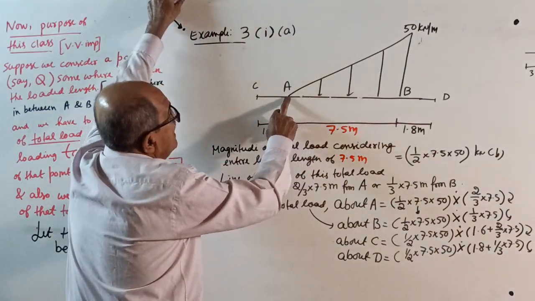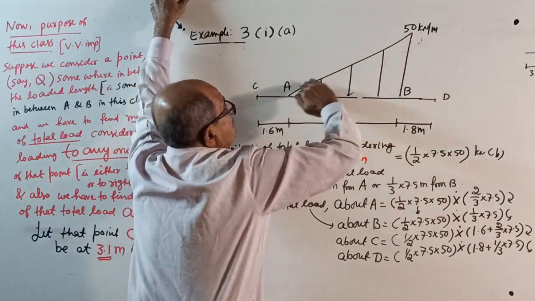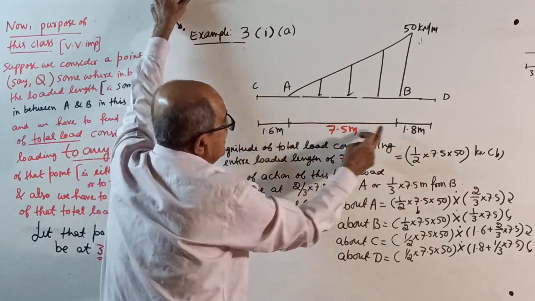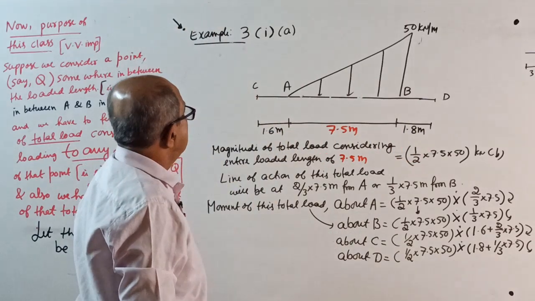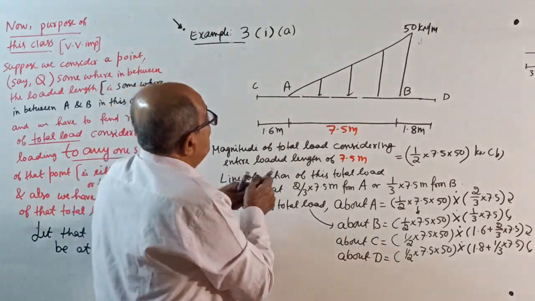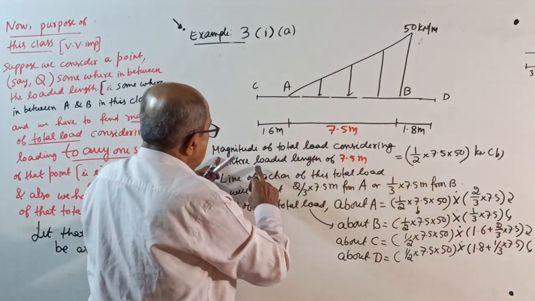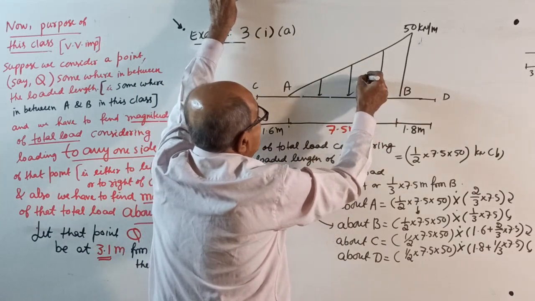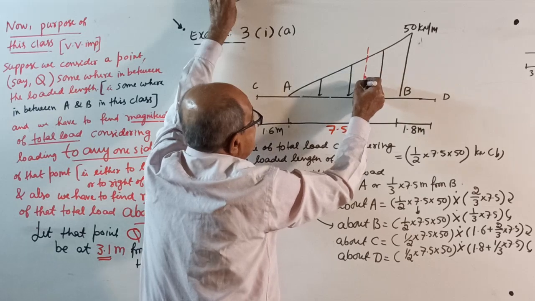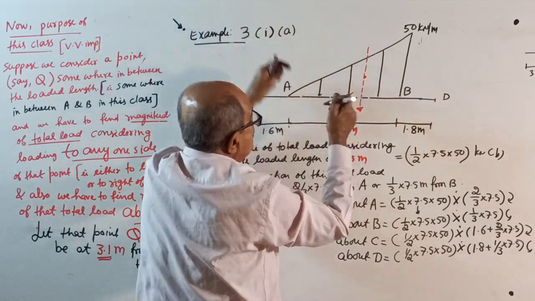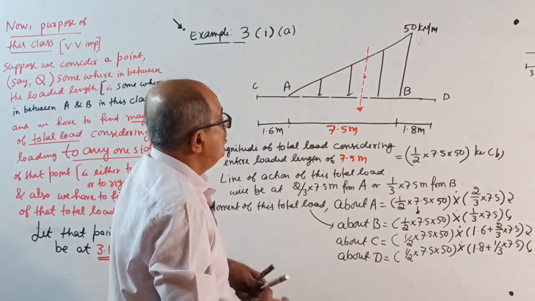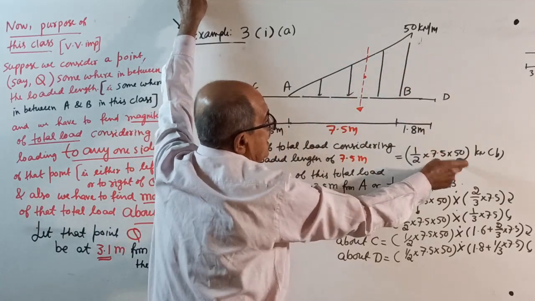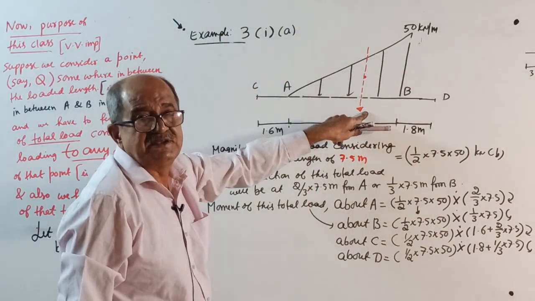Varying load, 0 at left end, maximum at right end, this way, right angle triangle. Loaded length 7.5, 1.6 here, 1.8 here, randomly. See now, start. Magnitude of the total load considering the entire loaded length. See, it will be here. This is the total load, thousands of times I told. How much? Equal to half into 7.5 into 50, I wrote here.